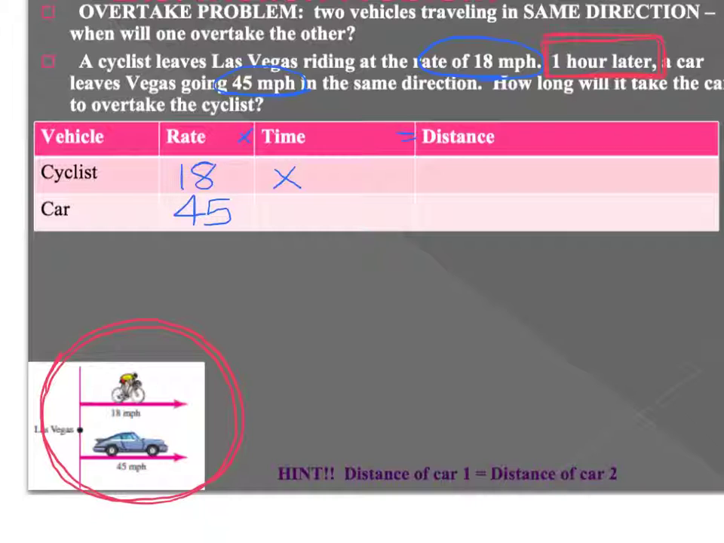So when we put those two together, the cyclist distance is going to be 18x, and the car's distance is going to be 45 times, make sure you use your parentheses, x minus 1. So now let's set these two equal to each other. We're going to take the cyclist and we're going to set it equal to the car. And then we're going to simplify both sides. So we distribute the 45. We're going to subtract 45x from both sides.